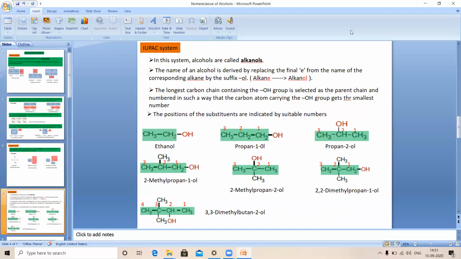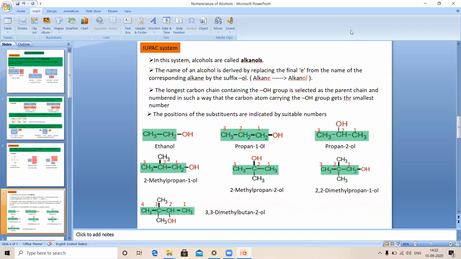After that, the third system is the IUPAC system. If we want to give names to the alcohols using the IUPAC system, there are some rules. In this system, alcohols are called alkanols. That means the name of the alcohol is derived by replacing the final E from the name of the corresponding alkane by the suffix OL. That means here alkane E, they remove the E and add OL. The name becomes alkanol.